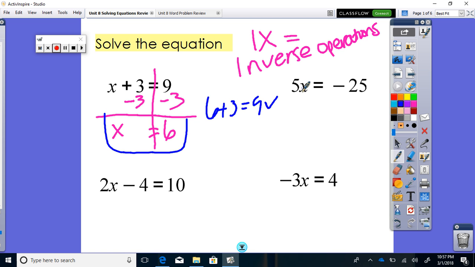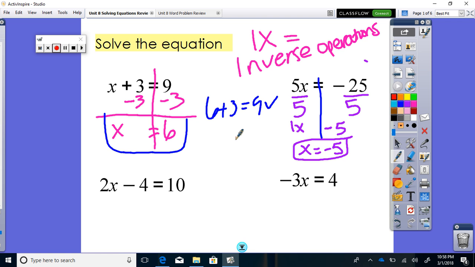Okay, over here, 5x, that means 5 times x. So the inverse operation of multiplying is dividing. So I have to divide by 5 on both sides here. So 5 divided by 5, this fraction right here simplifies to my 1x. And negative divided by a positive is going to be a negative answer. And 25 divided by 5 is 5. So x equals negative 5. Then remember, you could check that one too, 5x. And that means 5 times negative 5. And that does equal negative 25.